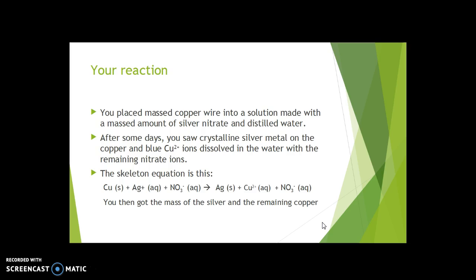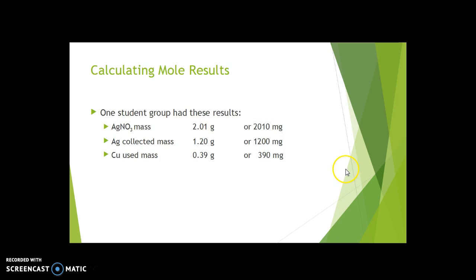Then you filtered the silver and found the mass of the silver after it dried and the mass of the copper remaining so that you could calculate how much copper was used. One student group had the results that you see here. 2.01 grams or 2010 milligrams of silver nitrate gave them 1.2 grams or 1200 milligrams of silver metal, and they used 0.39 grams or 390 milligrams. Now, the reactions that we use, chemical quantities, are counted in moles or millimoles.